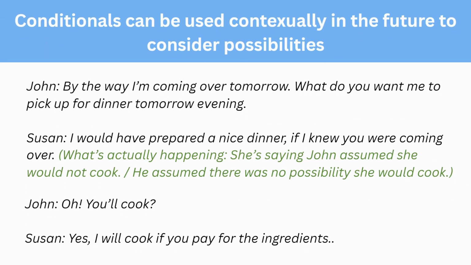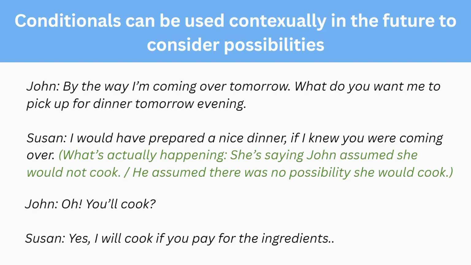Conditionals can also be used contextually in the future to consider other possibilities. For example, in this short conversation, we're going to see Susan, or rather hear Susan, use past tense verbs, but contextually, she's talking about a possibility of the future.